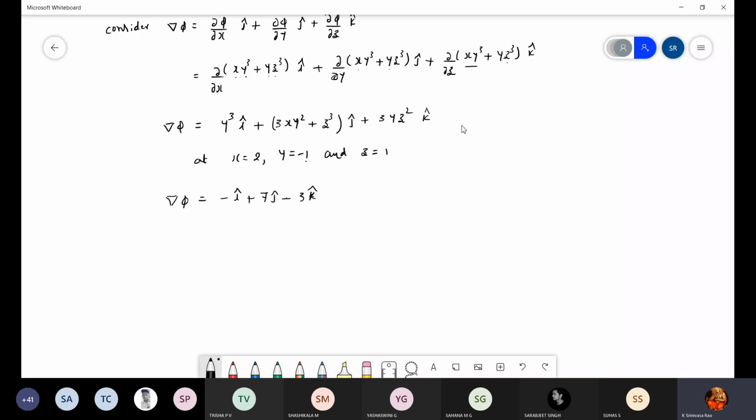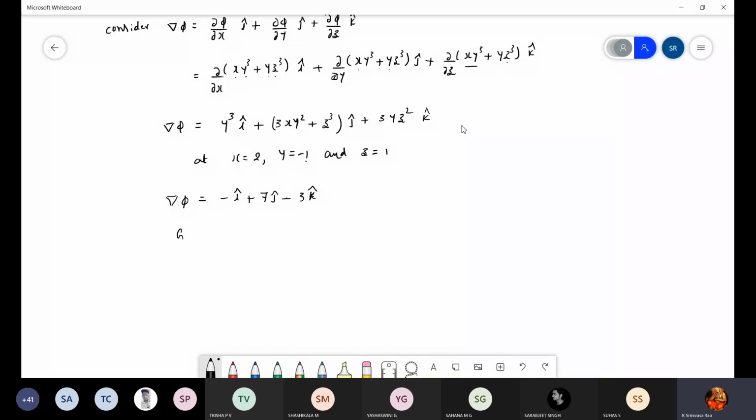So be clear. Okay. Yeah, it will happen. The mistakes will happen. That's why I told: if the mistakes happen in the class, okay, you can rectify it and you can change over, but not in the internals and the exams. Okay. Next, this is grad phi.